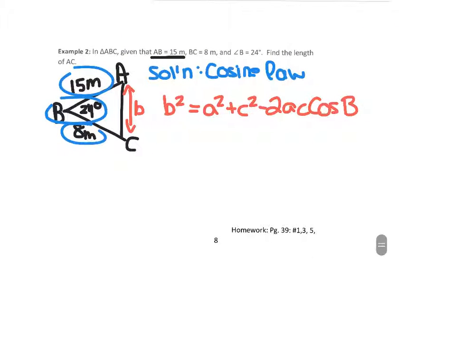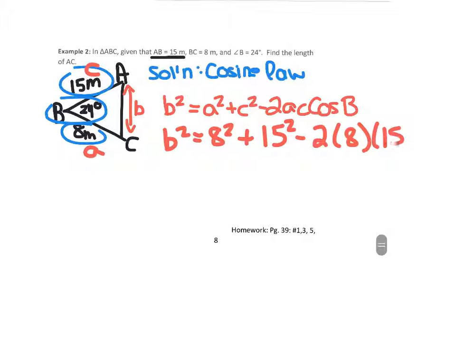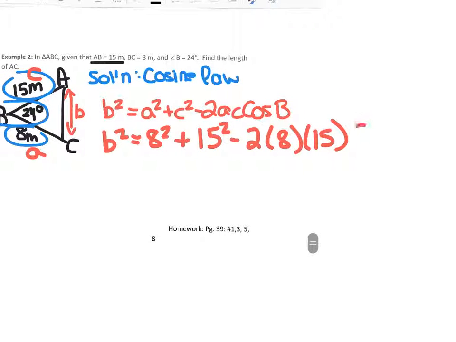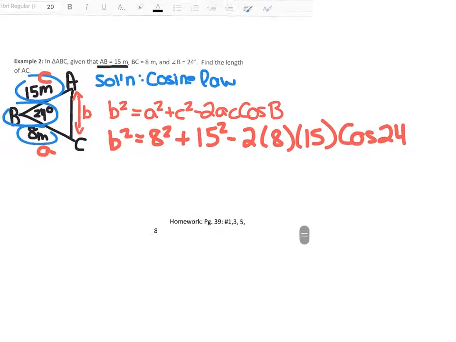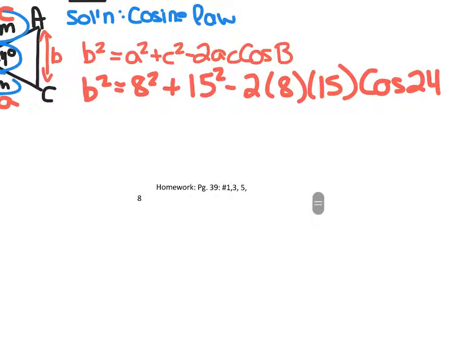Now all we have to do again is take in those measurements. We know this is side a, we know this is side c, because those are the sides opposite the angles, and we plug in our information. So we have 8 squared plus 15 squared minus 2 times 8 times 15 times cos of 24 degrees. As I mentioned before, you solve them as two separate entities. Solve that, and then solve this as its own. It's going to make your life a lot easier.